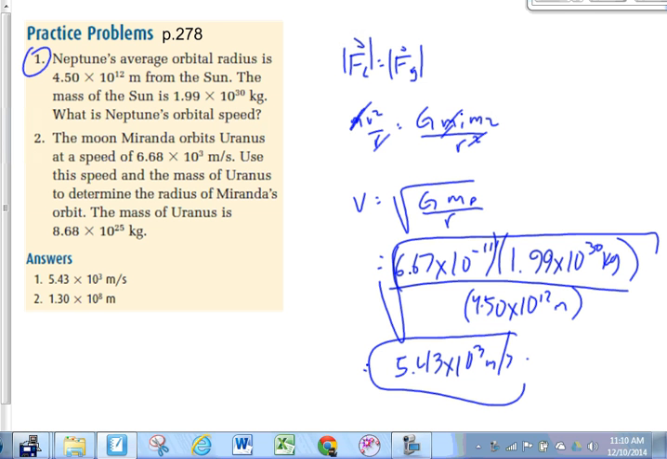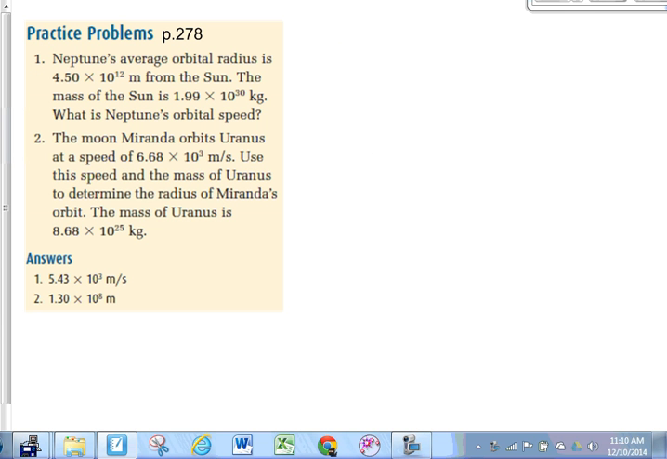Okay, we will take a look at it for sure. So we do need to go over number 2 after all. We've got this moon orbiting a planet at a speed of 6.68 times 10 to the 3 meters per second. We got the speed.